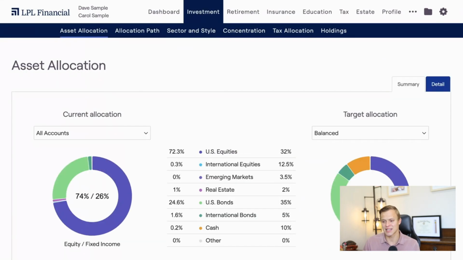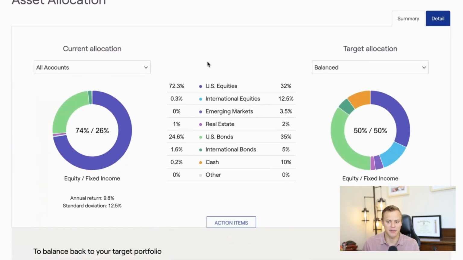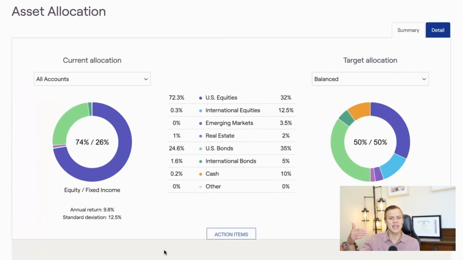So if we go into our asset allocation, we can see a breakdown of how we are invested. We can see that for Dave and Carol, we have a 74-26 portfolio. That is 74% equity, 26% fixed income. And within our equity holdings, we can see that 72% of our equities are invested in the US, with 0.3% invested internationally and 0% in emerging markets. We can see here that we have 24.6% in US bonds and 1.6% in international bonds.